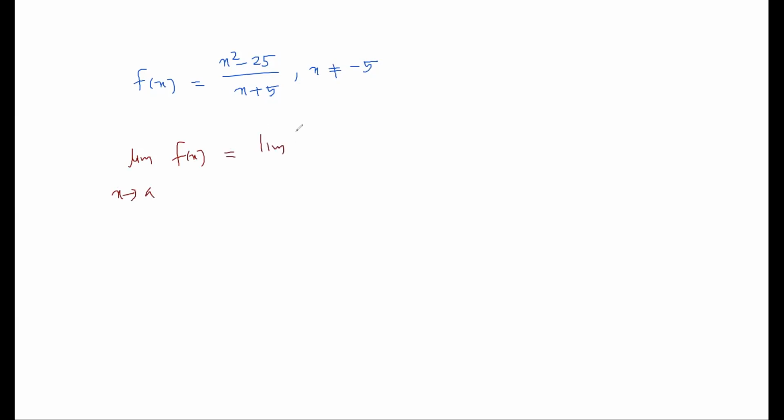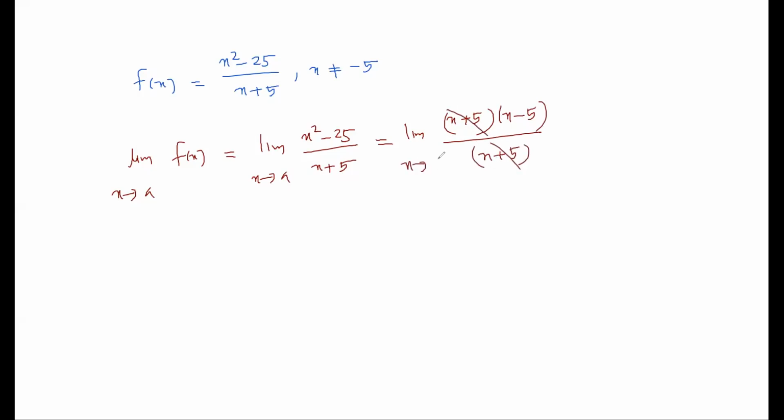So this is limit of x square minus 25 divided by x plus 5, as x approaches a. So which is equal to limit of x plus 5 into x minus 5 divided by x plus 5. So these two will cancel. So now apply direct limit, this will become a minus 5. And directly substitute for f of a.